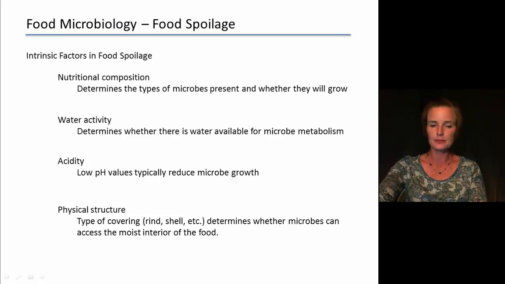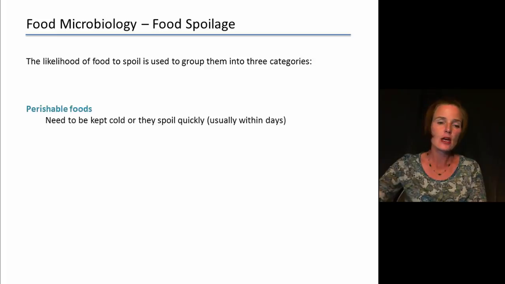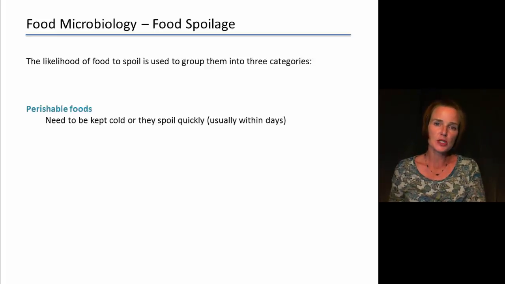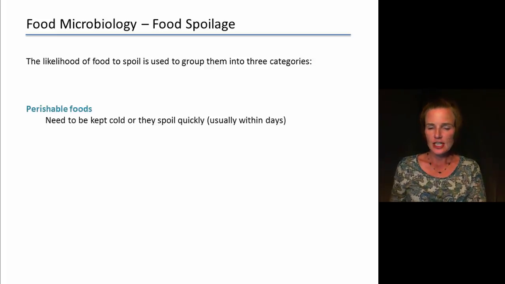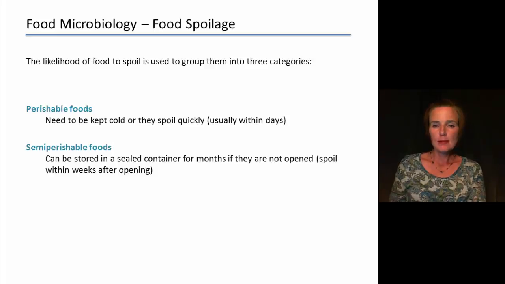The likelihood of food to spoil is going to be used to group it into 3 different categories. Perishable foods are going to be the most susceptible to spoilage. These perishable foods, they need to be kept cold. If they're not kept cold, they're going to spoil very quickly. And we're talking about them spoiling in a matter of days if they're not kept cold. So those are the most susceptible.